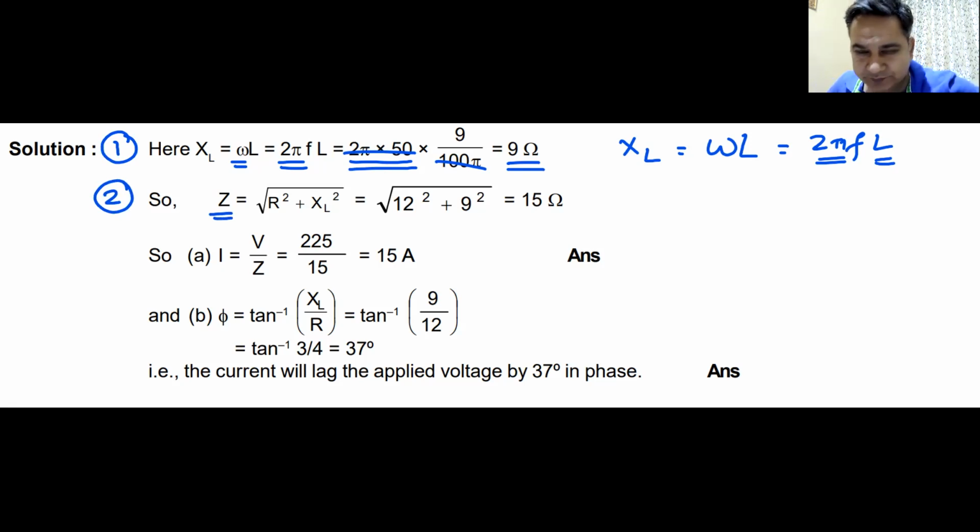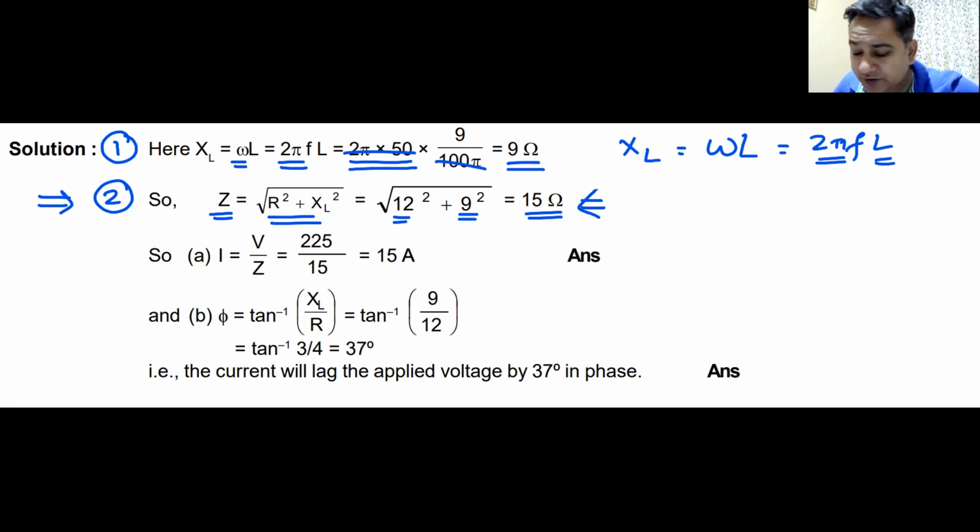Z, the impedance. In this case, the value of impedance is under root of R square plus XL square, 12 square plus 9 square, and that is equal to 15. Now remember, a very important point here: something known as Pythagorean triplets. These Pythagorean triplets are going to help you a lot, because most of the questions on finding Z are based on them.